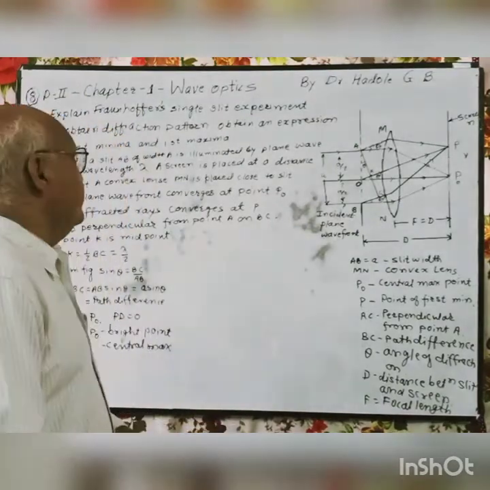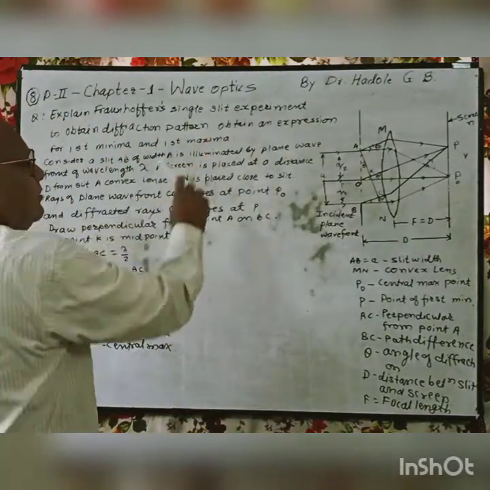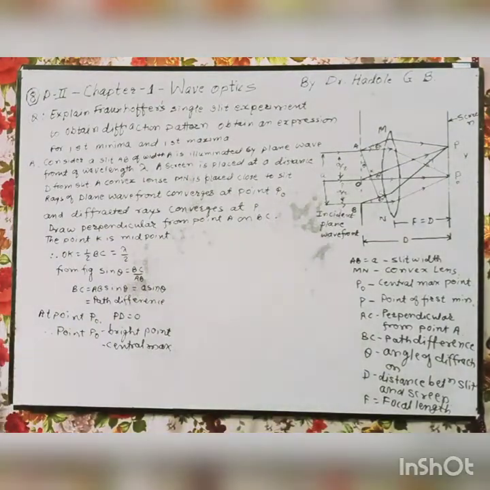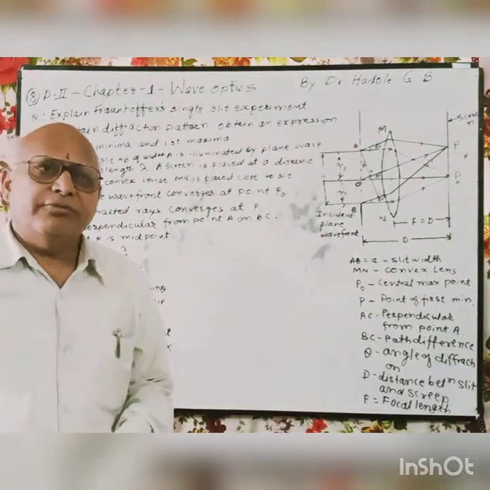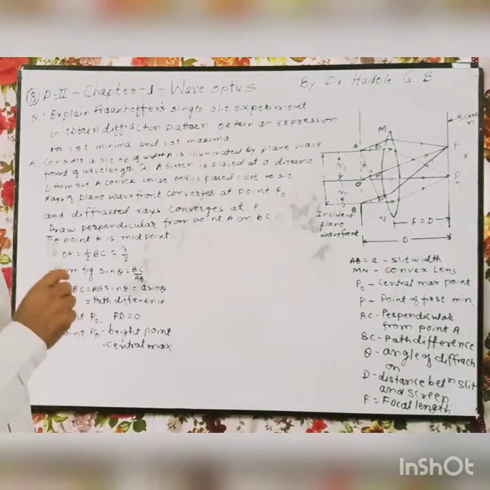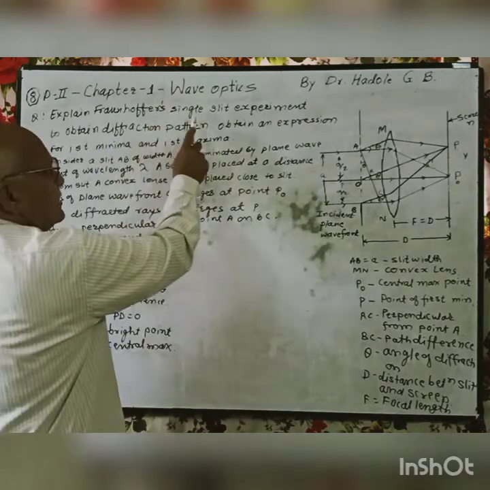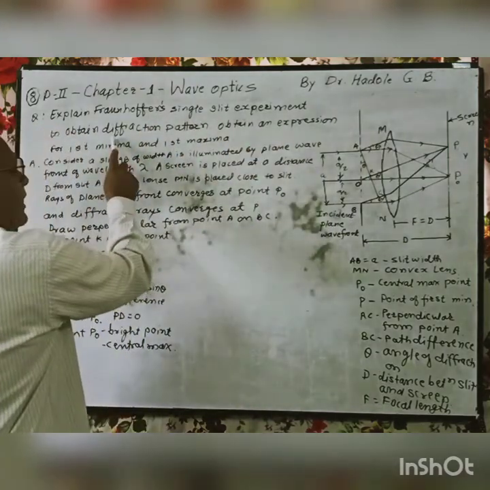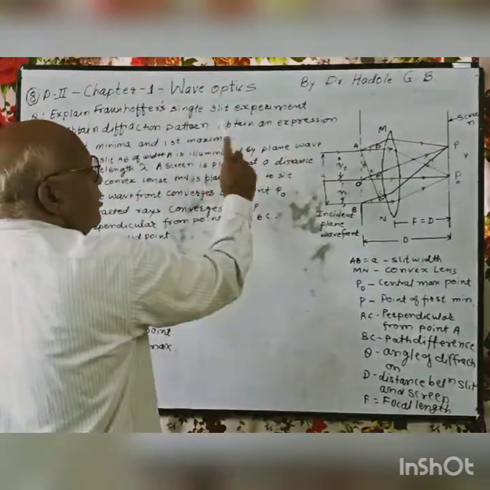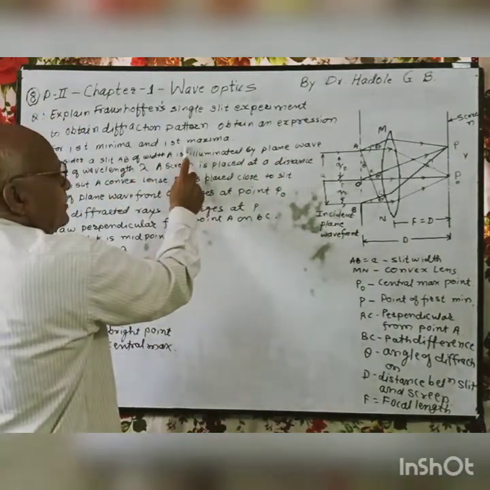Today's article is Fraunhofer diffraction due to a single slit. Last time we have seen how the Fresnel and Fraunhofer diffraction takes place. Here, a question can be asked: explain Fraunhofer single slit experiment to obtain diffraction pattern, obtain expression for first minima and first maxima.